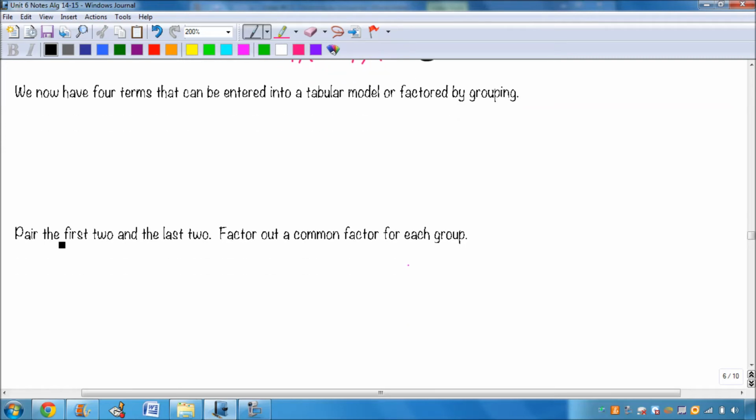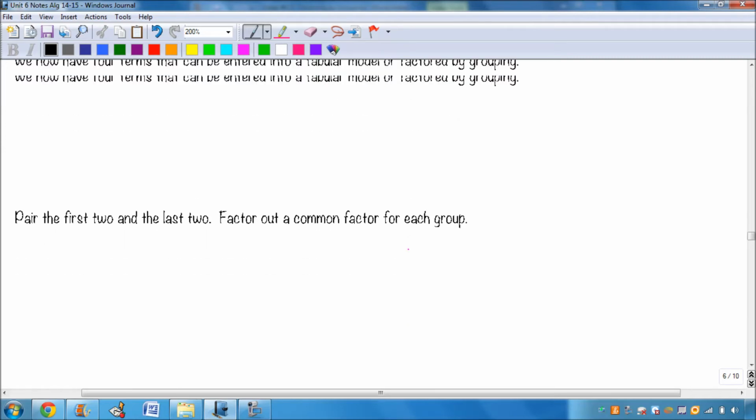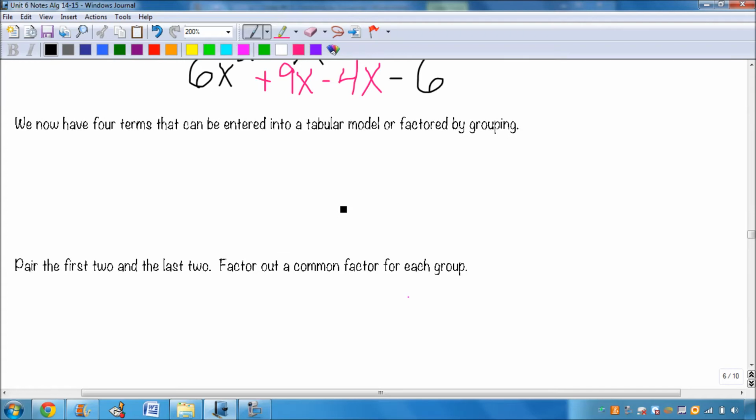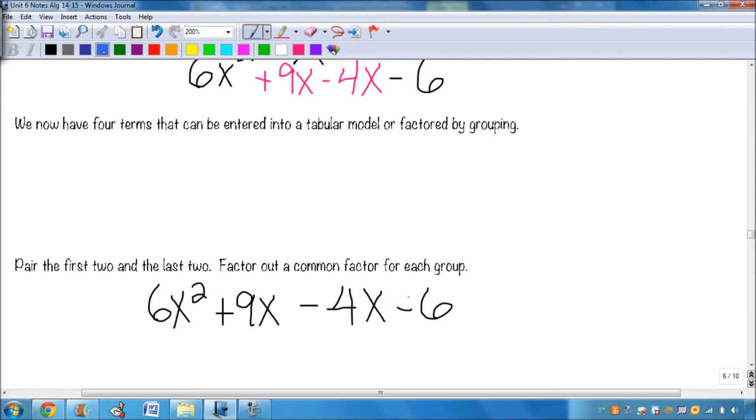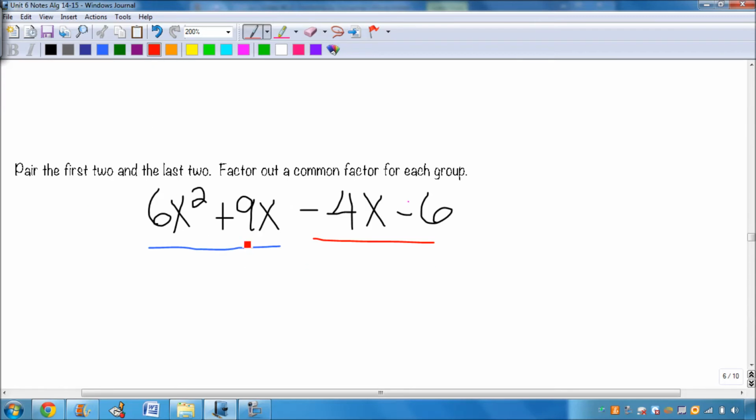So let's do the last step. Pair the first 2 and the last 2, find out a common factor for each group. So I'm going to rewrite this down right here again. 6x squared plus 9x minus 4x minus 6. And I'm going to underline each section with a different color so you can see how this works. So we're going to factor the blue terms together first.